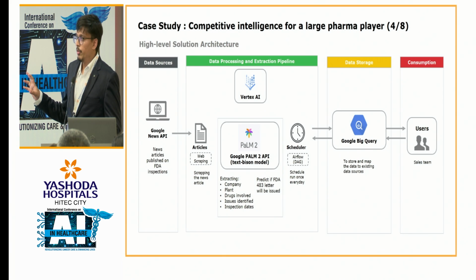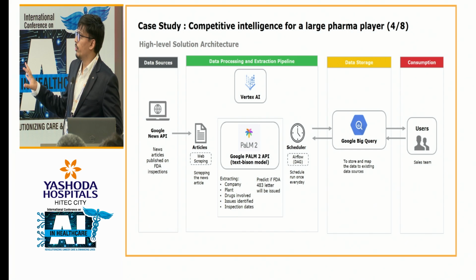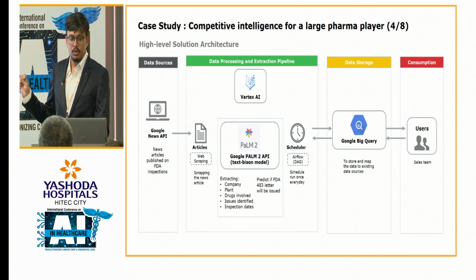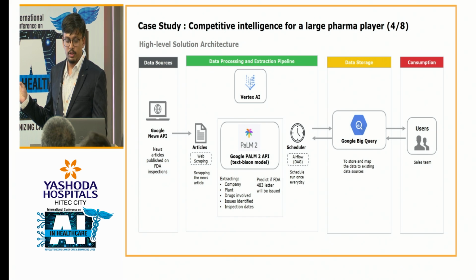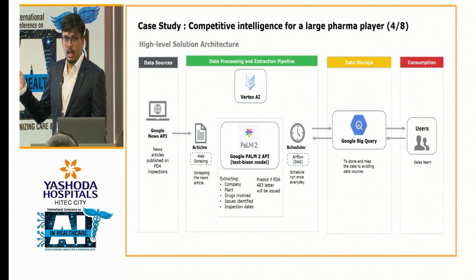Again, this is an implementation pipeline, and it is very similar to the previous one. You have 4 sections: the data sources, data processing, data storage, and consumption. For data sources, here we are looking at the Google News API and Google News articles. Data processing we've largely done on Vertex AI using the Google PaLM 2 API. And here we are using articles.